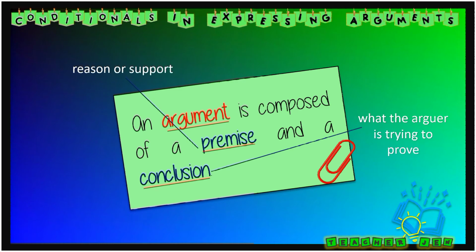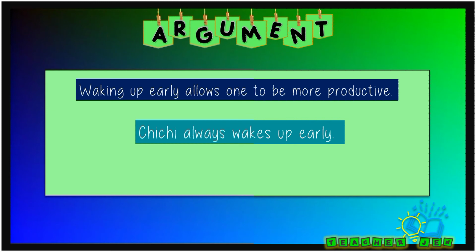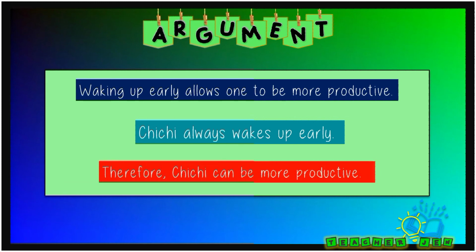Look at the following example. Waking up early allows one to be more productive. Chi-Chi always wakes up early. Therefore, Chi-Chi can be more productive. This is an example of an argument. Can you point out where the premise and conclusion are? That's right. The first two statements are the premises and the last one is the conclusion. This argument can be stated using a conditional. How can we do it?